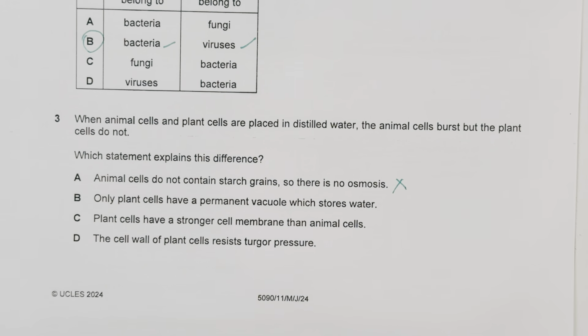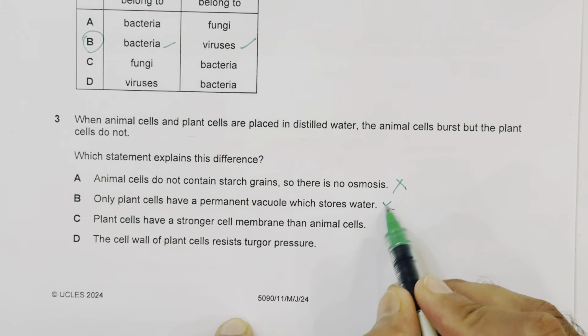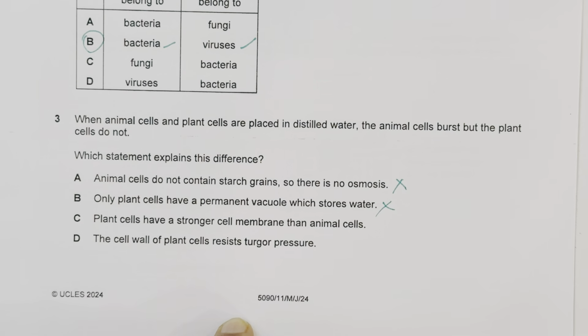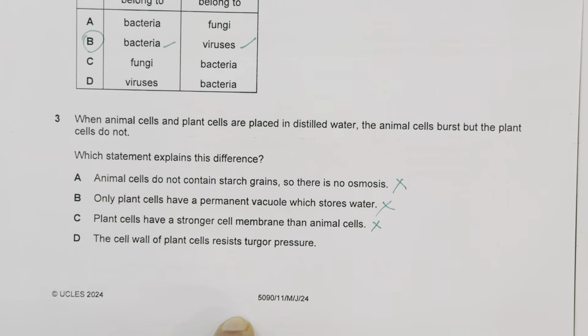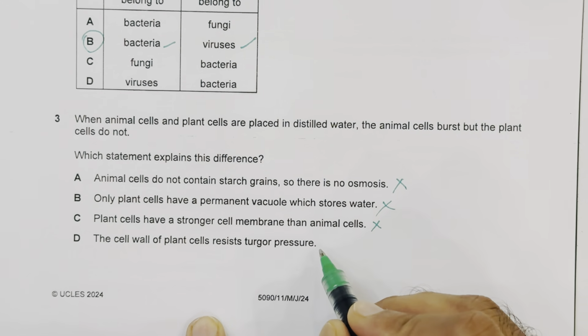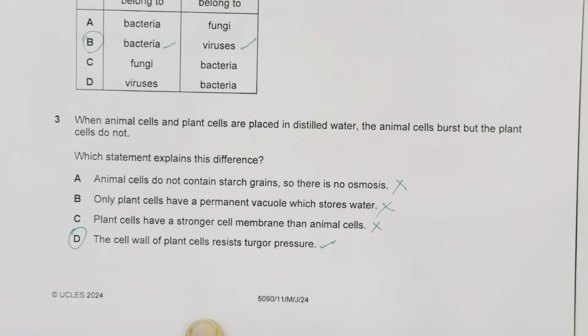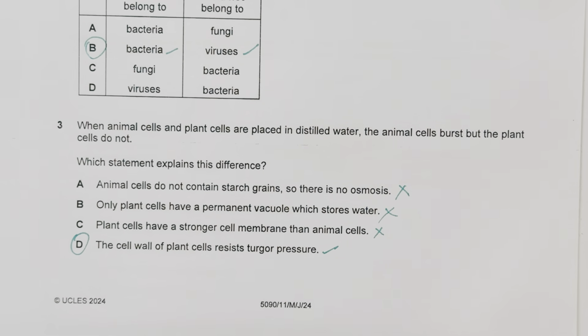Only plant cells have a permanent vacuole which stores water. Wrong. Plant cells have a stronger cell membrane than animal cells. No, animal cells also have a strong membrane. The cell wall of the plant resists turgor pressure. So this is the right option. So option number D is the right choice for question number 3.